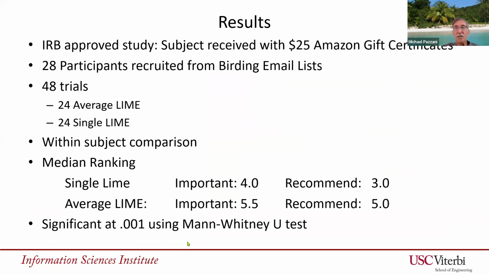There were 28 participants, which cost us about $1,000 to reimburse them in Amazon gift certificates. They got 24 trials of average highlighting and 24 trials of single highlighting. It's a within-subject comparison. On a scale of 1 to 7, they rated the single highlighting 4, but the average highlighting they liked at 5.5, or they'd recommend it at 5.5 also. So these are significant differences.